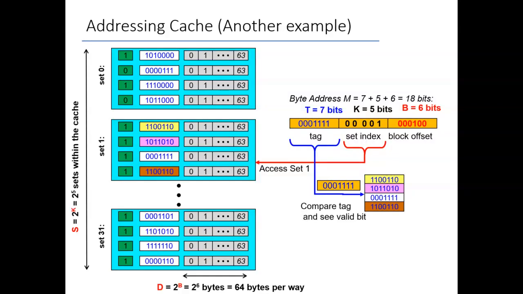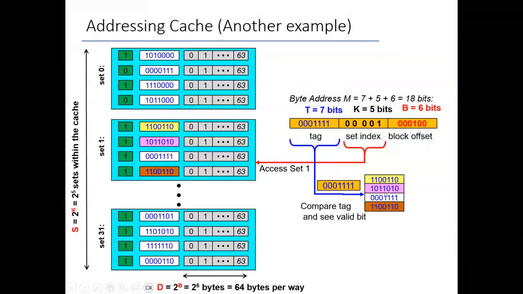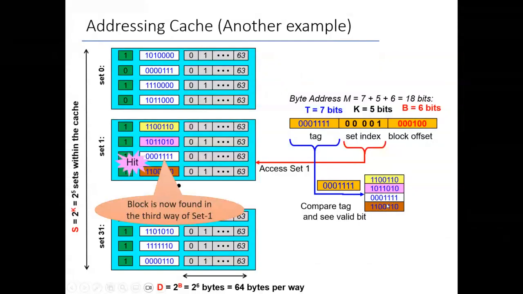Clear. Okay, now if you look at the tag of the incoming block, we need to compare to which line, to which way it is a hit: way 0, way 1, way 2, or way 3. So now we are comparing this incoming tag with the tag of A0, the tag of A1, the tag of A2, and the tag of A3. Which one is a match? The way 2. So now there is a hit here. The block to which this byte belongs is now present in way 2.